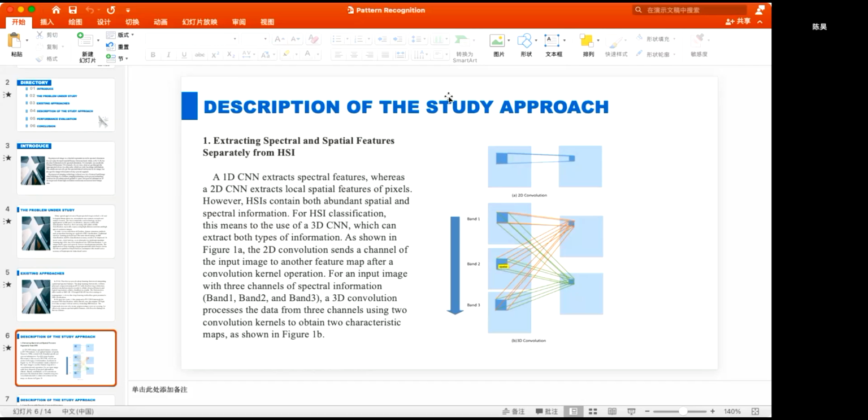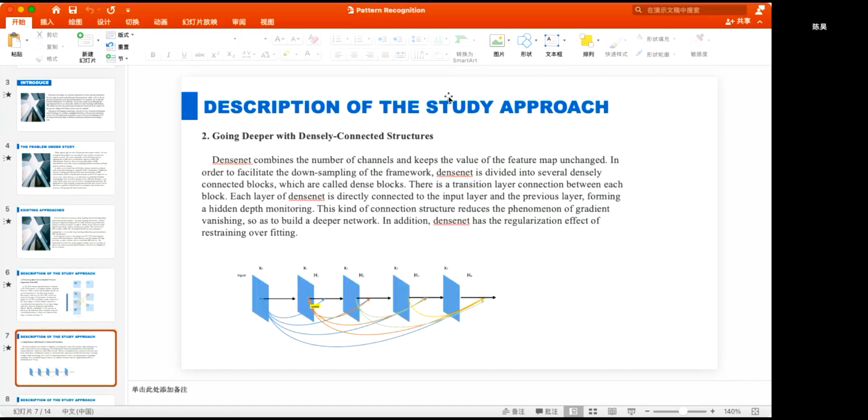Figure 1a. The 2D convolution sends a channel of an input image to another feature map after a convolution kernel operation. For an input image with three channels of spectral information, a 3D convolution processes the data from these three channels, uses two convolution kernels to obtain two characteristic maps, as shown in Figure 1b.